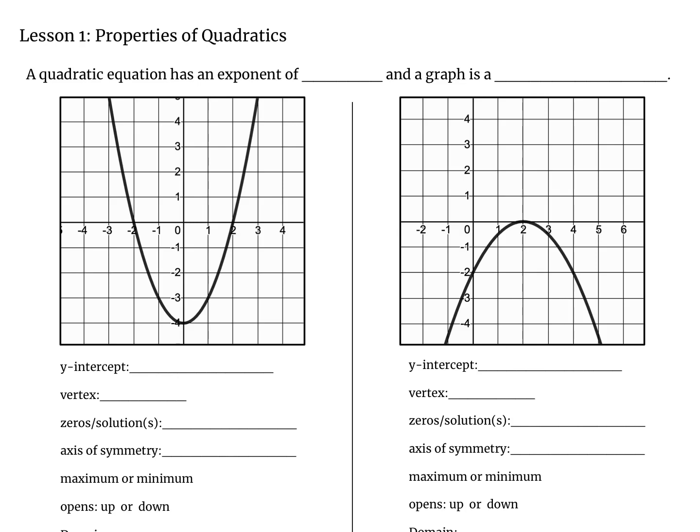We are starting Unit 7 today with Lesson 1, Properties of Quadratics. So this is a brand new type of function that we're going to be learning about. A quadratic function or a quadratic equation has an exponent of 2. So you're going to find this exponent of 2 on the x. And the graph is a parabola.